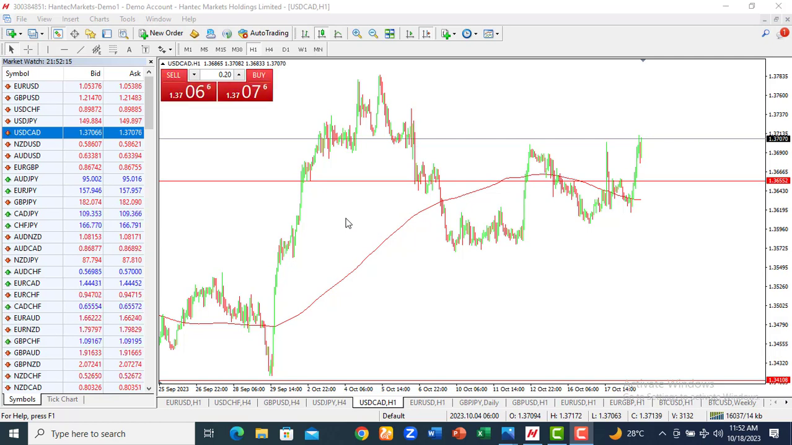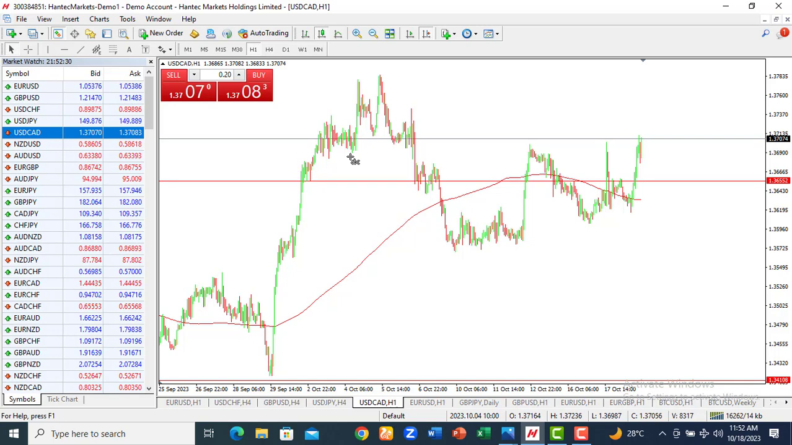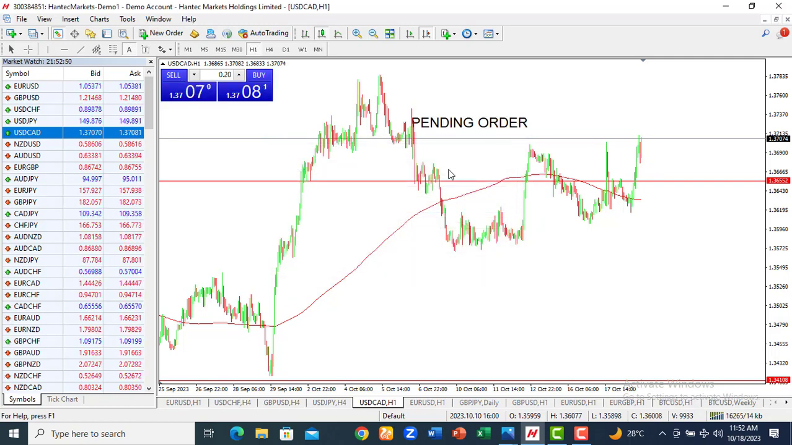To trade profitably, so what am I talking about today? I'm talking about nothing else but a topic known as pending order in the market. I'm going to be writing it on my chart here so that we will be able to learn properly. So, pending order. That's what we'll be talking about today.